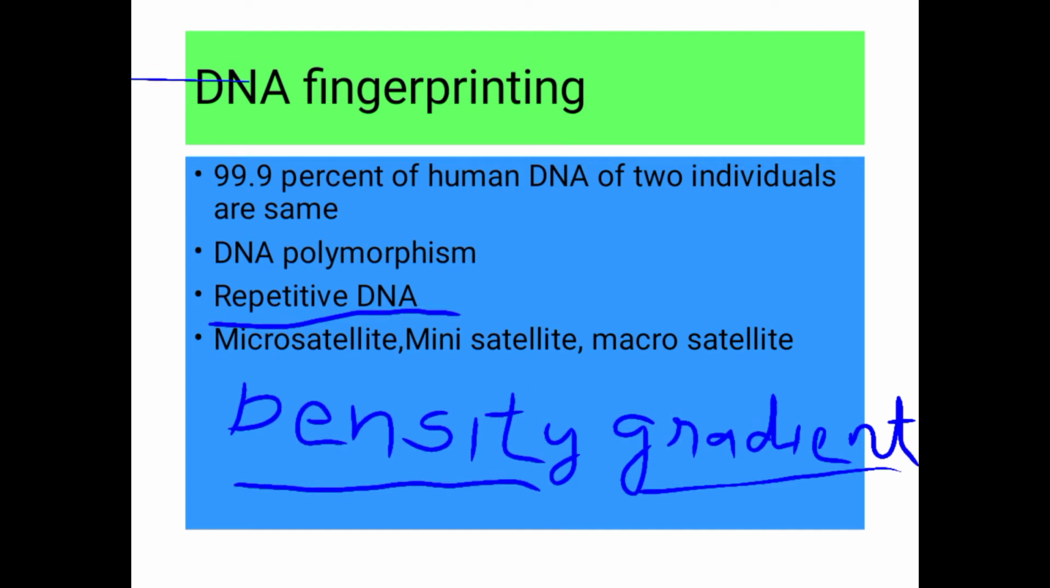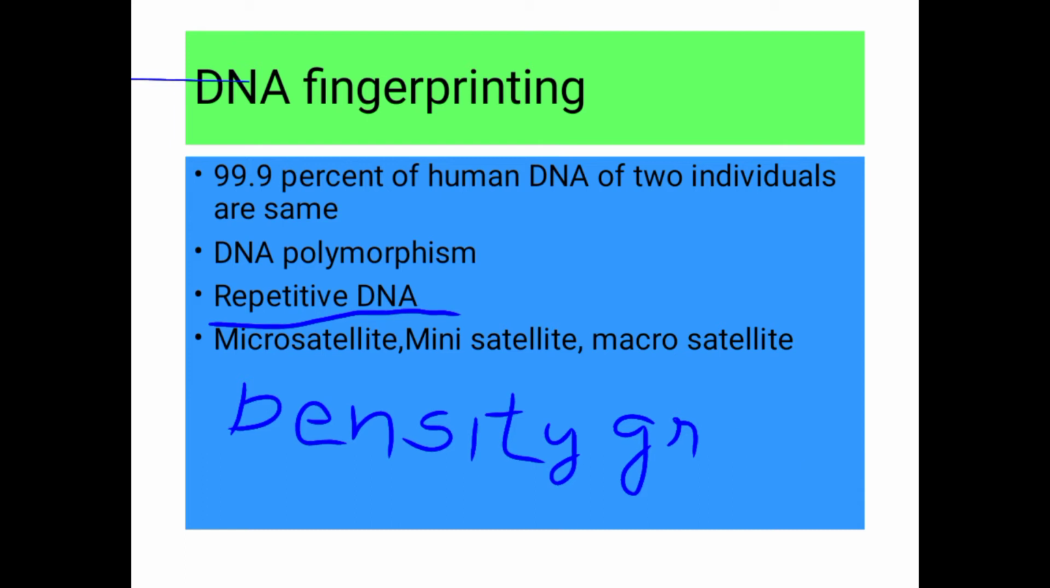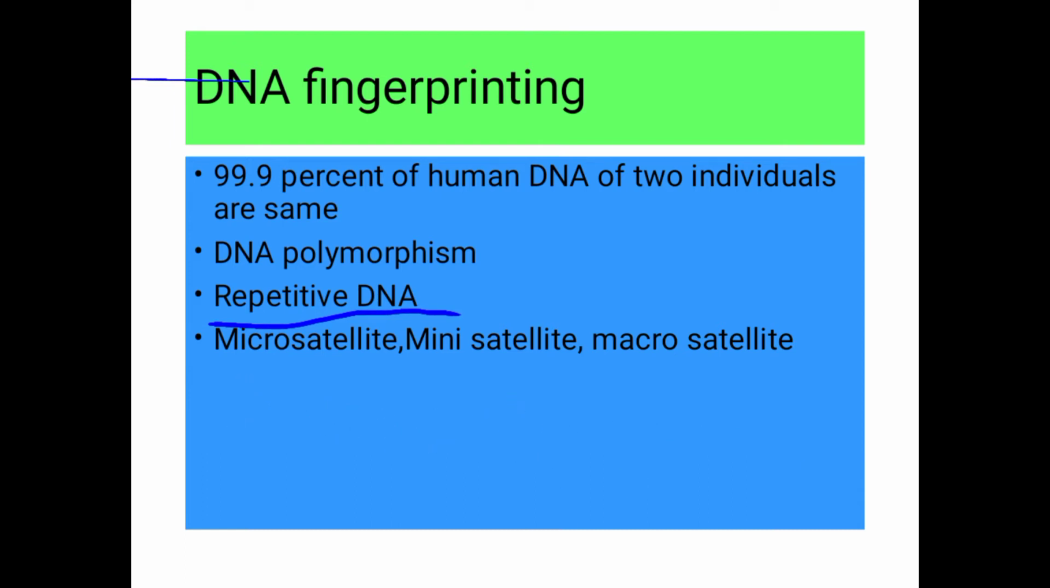Density gradient centrifugation. In centrifugation, the material is rotated at very high speed. When this is done, the bulk DNA, that is the normal DNA, gets separated from the repetitive DNA, and they form two peaks. The bulk DNA forms the major peak, and the other DNA, the repetitive DNA, forms a small peak. That small peak is known as satellite DNA, which contains what? The repetitive type of DNA.